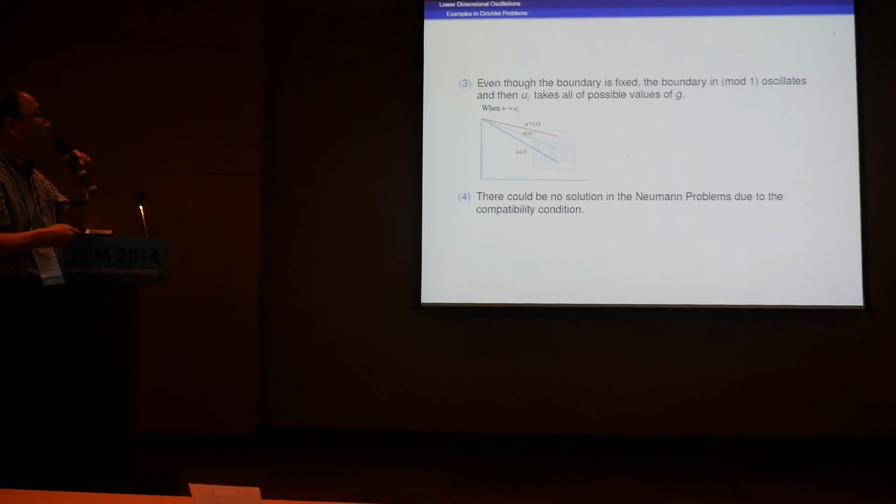So even though the boundary is fixed, the boundary in model 1 oscillates, and then u sub epsilon takes all of the possible values at different epsilon. So in other words, in this very small tiny zone, my values change quickly. So even though my boundary is fixed, it will take different values at different epsilon. If the boundary data is chosen at the maximum, then we look at the limit sup. If it is chosen at the minimum value, then the limit inf will be chosen. And also energy minimizers. And if you consider the Neumann problem, there could be no solutions in Neumann boundary value problems due to the compatibility condition. That could be another issue.